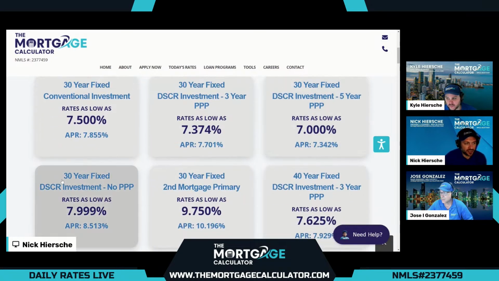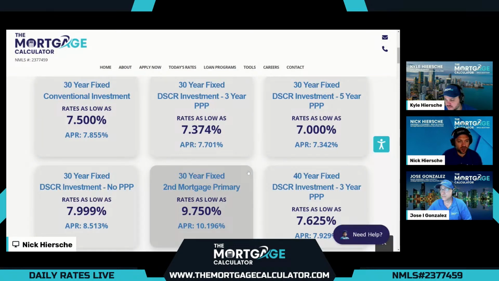And moving down the list here, our final DSCR option. Some investors do not want a prepayment penalty. That's no problem. Just the rates and costs are a little bit higher. Rates come in at 7.999, final APR 8.513. So notice that's a bit higher than conventional, typically. So I would definitely recommend our investors add a prepayment penalty to take advantage of these low rate options.